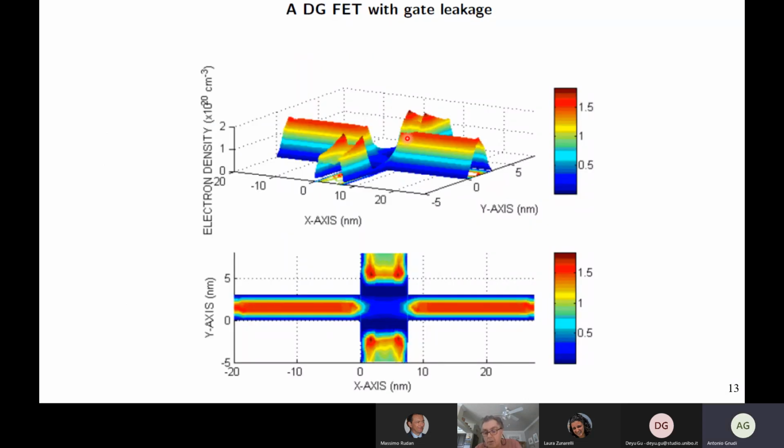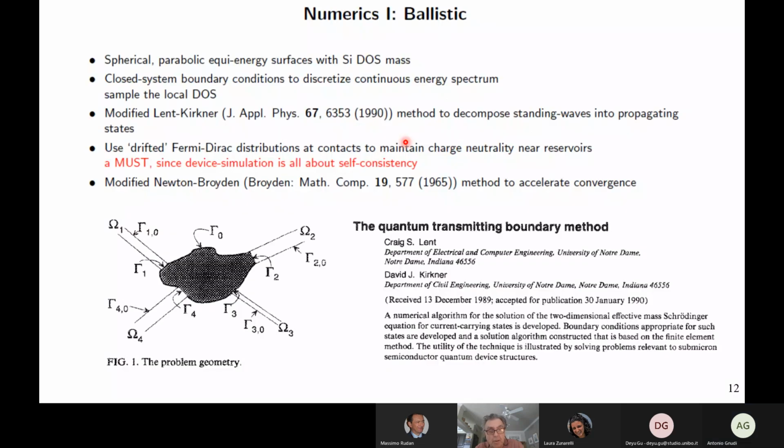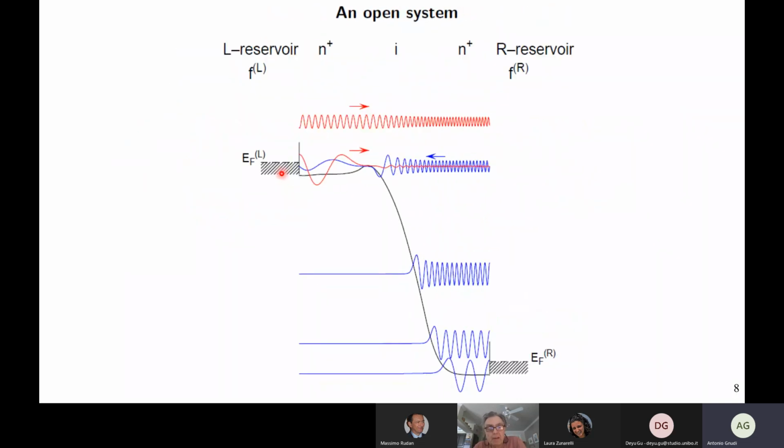Okay. Can I ask you a question? Sure, please, Antonio. Okay, when you use the drifted Fermi-Dirac distribution at the contacts to maintain charge neutrality, for the potential, you still use a Dirichlet condition. The potential is fixed. Okay, this is because what I have seen in other occasions is to use a Neumann condition for the Poisson equation in order to adjust the charge neutrality, to fit the charge neutrality.